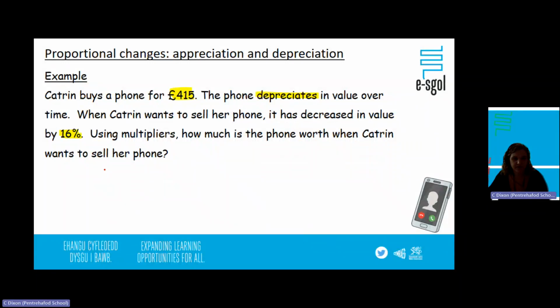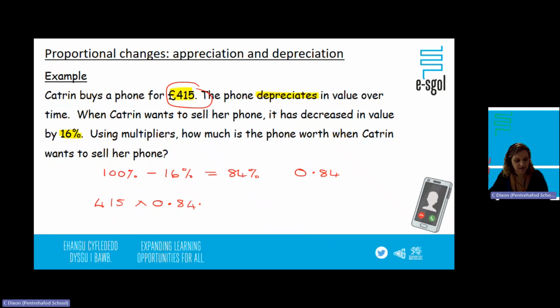So multiplier first. 100% is the starting point. We're taking 16% off. That's going to give me 84%. Okay. Don't leave it as a percentage. You divide by 100. So 0.84 is going to be what I multiply by. So the quantity in this question is £415. We're going to multiply, and it's always multiply. Sometimes people get confused when it goes down, they think they need to divide. It's always multiply, okay? The depreciation part has come because it's a 0 point number rather than 1 point something.